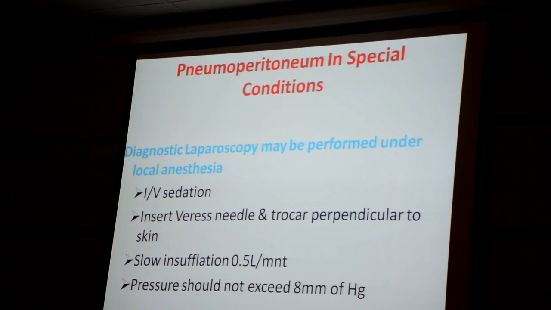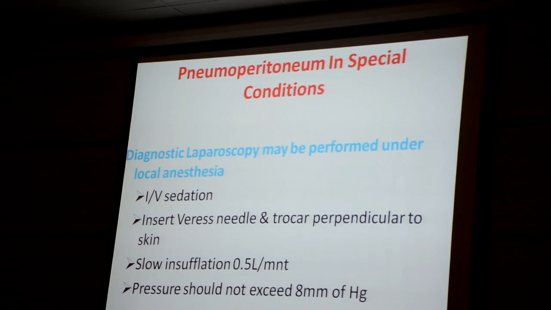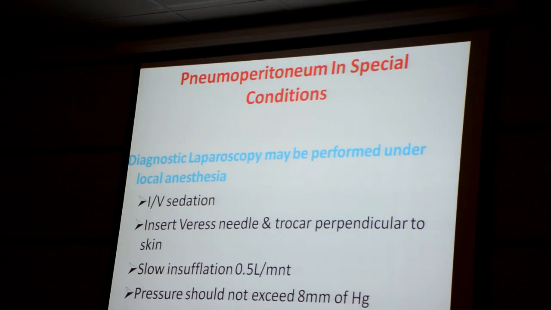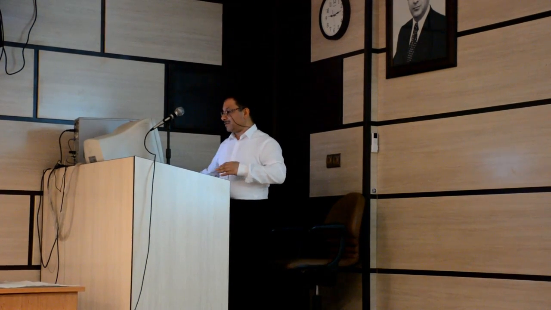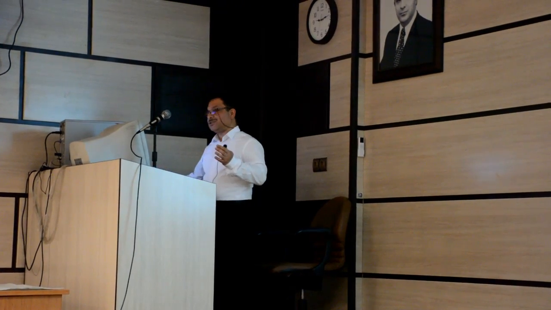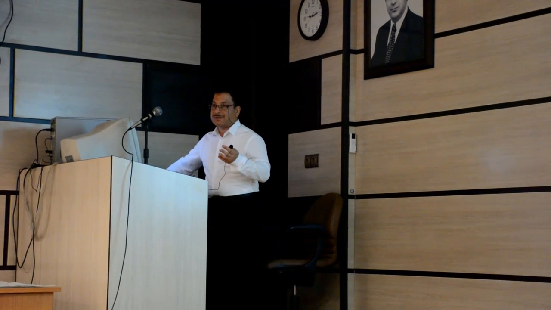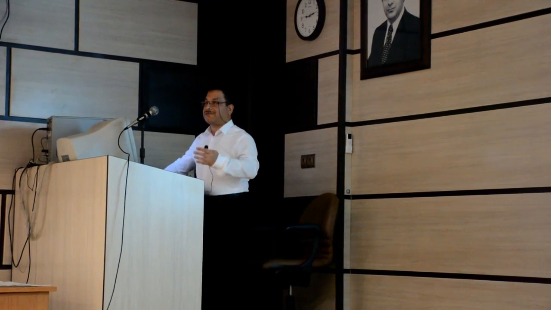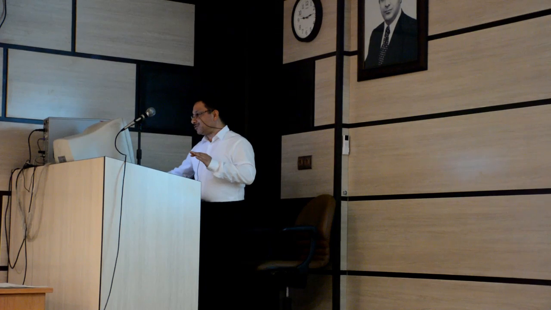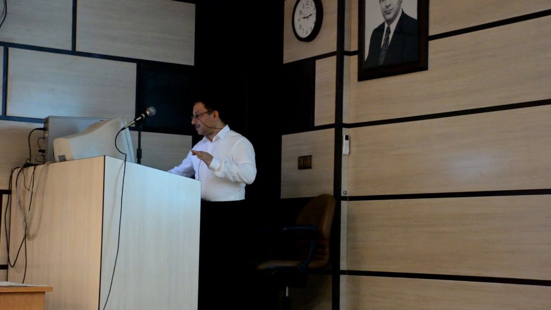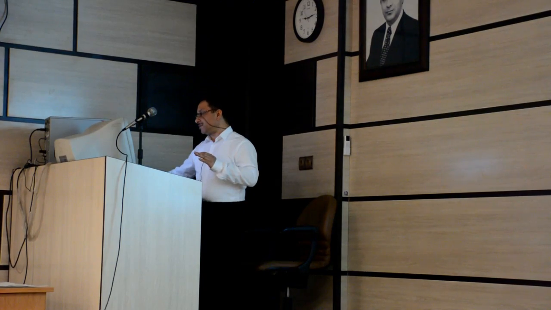When you go up to 18 millimeters of mercury, complications will increase, like DVT, pulmonary embolism, and pneumothorax. It is very dangerous. When you go higher, the venous return will be slow. The risk of ischemia will increase if the patient has previous ischemic heart disease. The risk of shock, ischemia and infarction during operation is very high. So the usual pressure we put is 12 millimeters of mercury.